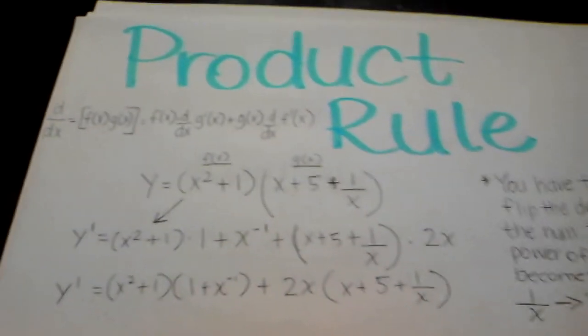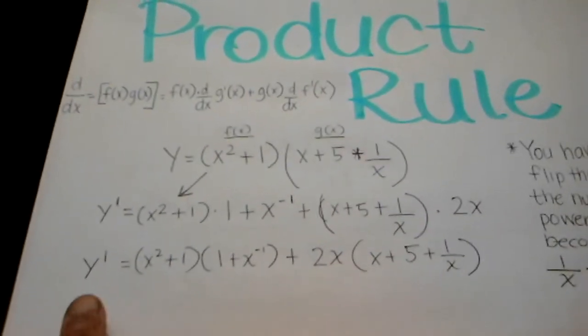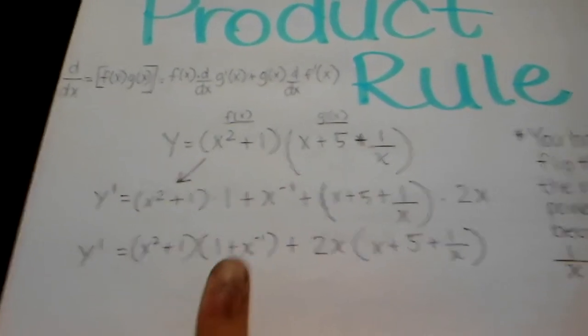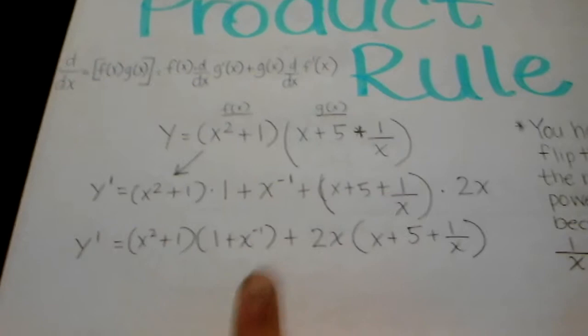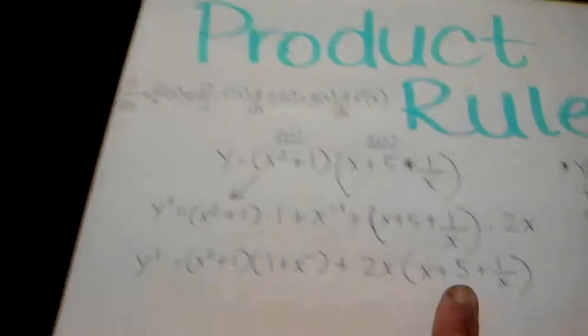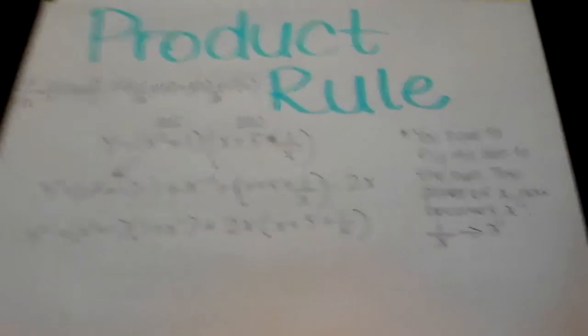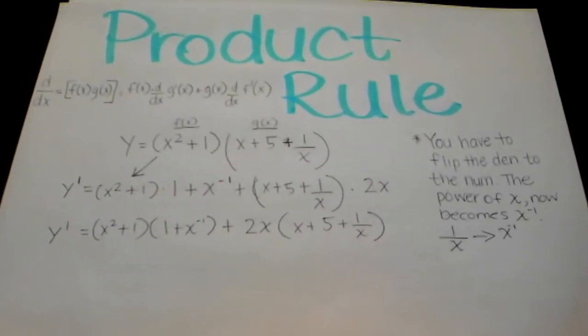Now, once you've done all that, your answer is y prime equals x squared plus 1 times 1 plus x to the negative 1, plus 2x times x plus 5 plus 1 over x. There's your product rule.